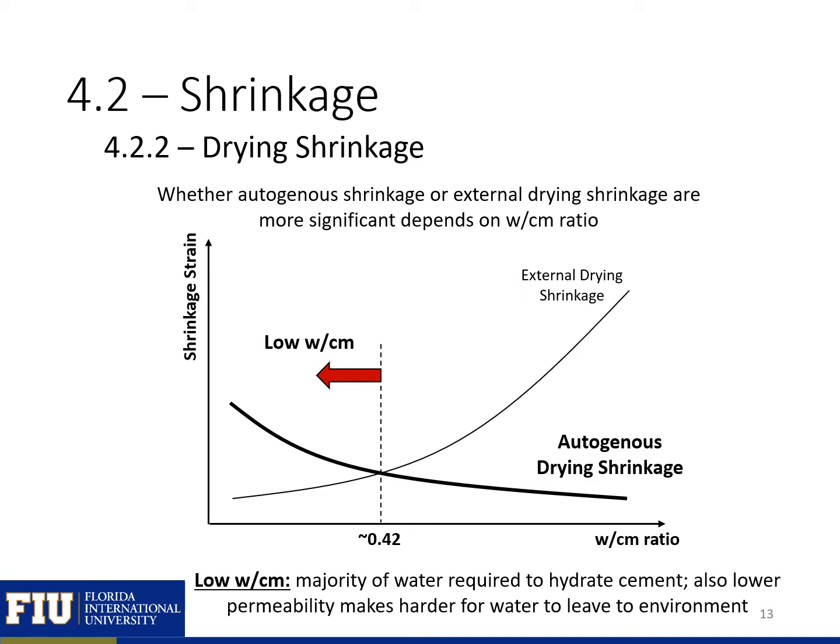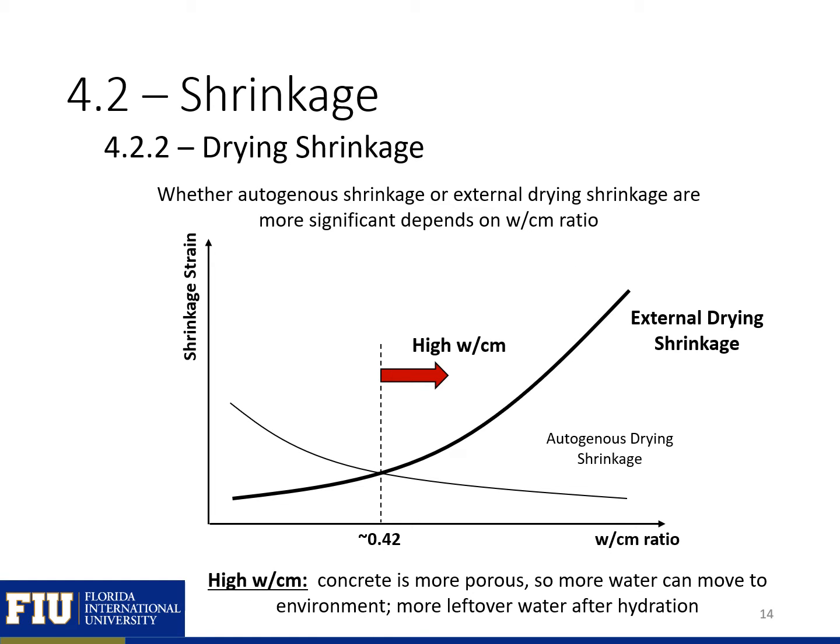This is highlighted again on this slide, where we see that lower water to cement ratios result in the majority of the water being required to hydrate the cement. And we're going to have lower permeabilities, which make it harder for the water to leave to the environment. Again, we'll see that a high water to cement ratio means that our concrete is more porous, so more water can move to the environment, which means we'll have a higher external drying shrinkage. We'll also have more water left over after hydration to continue to hydrate the cement, which will decrease our autogenous drying shrinkage.